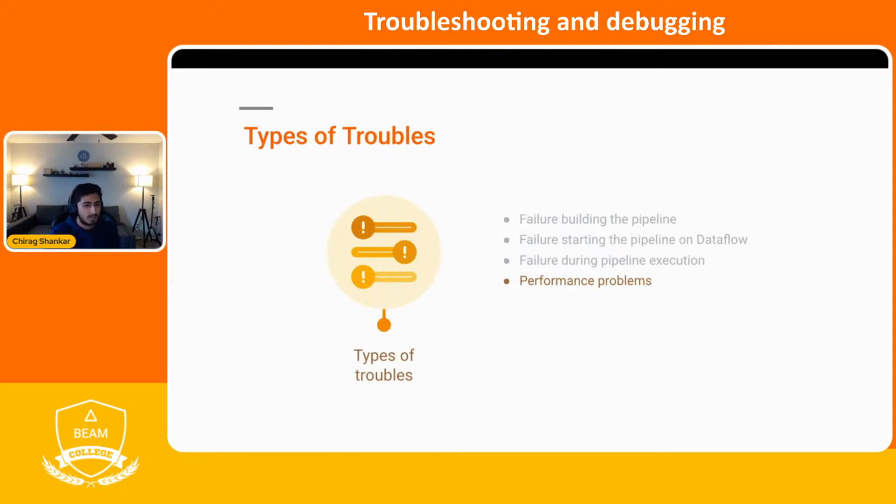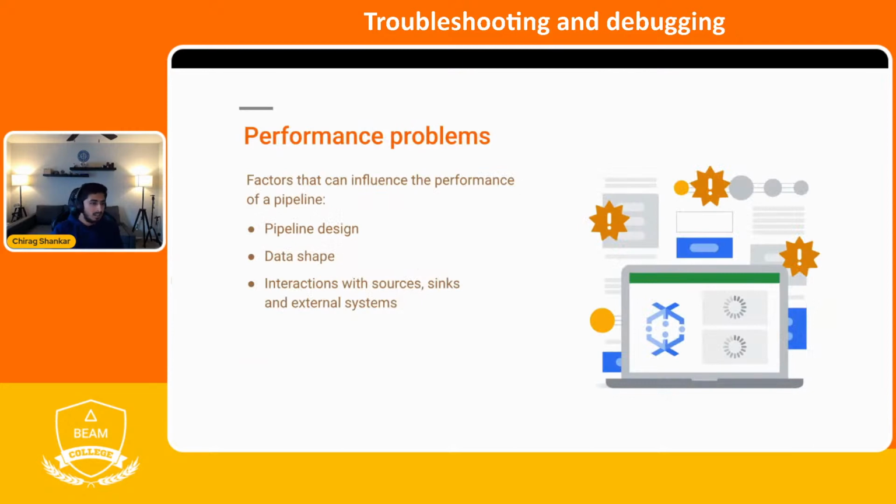So another type of trouble is performance issues. A few things that impact performance are pipeline design, data shape, and interaction with sources and sinks through external systems. So pipeline design really refers more to how many steps are actually fused together, right? If you read from Pub/Sub, Pub/Sub automatically has 1024 keys when you read from it, and anything fused to that step will contain 1024 keys going further down. That could cause issues depending on whether you need fewer keys or even more keys later down in your pipeline. Data shape refers more to skews in your data.